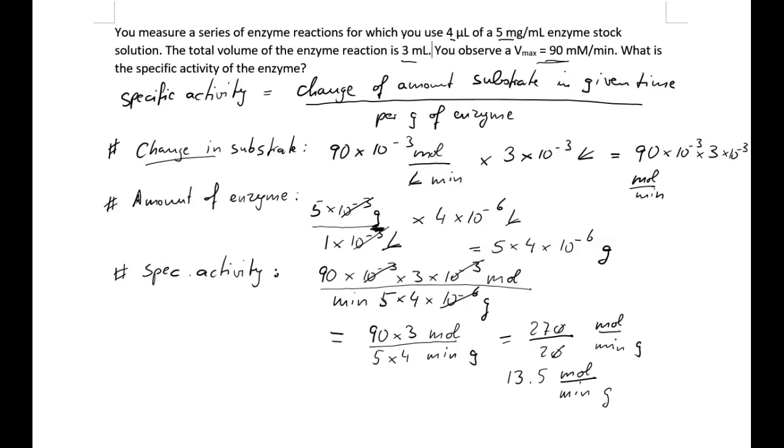But people very often give that in a slightly different unit, so they would write that very often as 13.5 millimole per minute and milligram. We just extend this fraction by milli. So that would be the answer for this question. Our enzyme here would have a specific activity of 13.5 millimole per minute and milligram of enzyme.